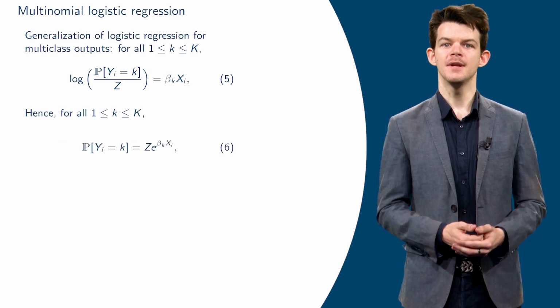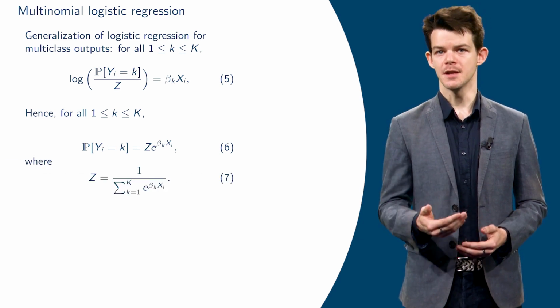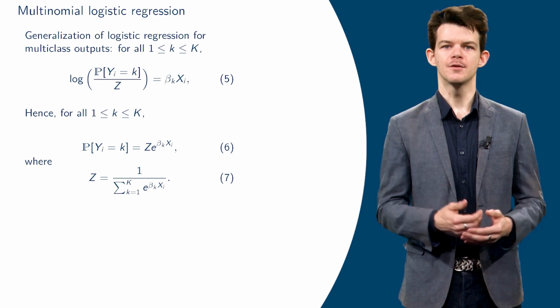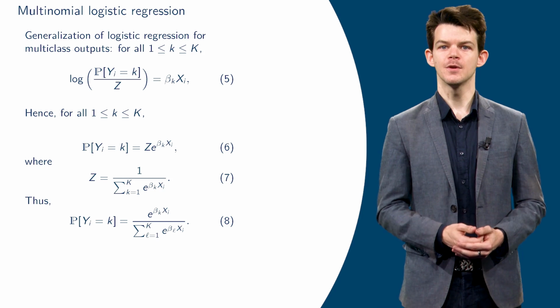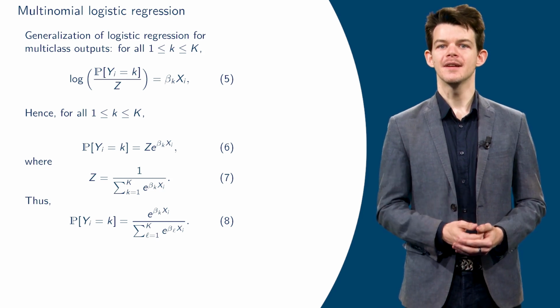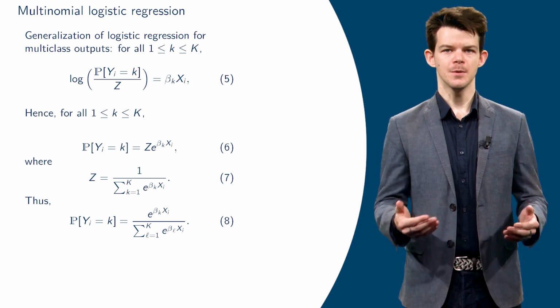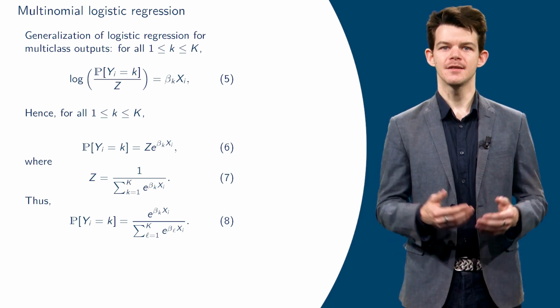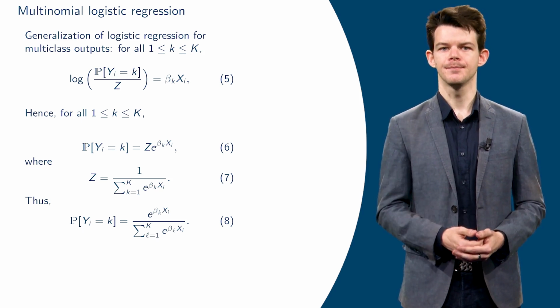Using the fact that the probabilities must sum to 1, we obtain the value of the constant z in equation 7. Replacing z by its value in equation 6 leads to equation 8, which is exactly the softmax function applied to the vector beta_j x_i for j ranging from 1 to k. Consequently, you see that the softmax function is the natural function to model probabilities in a multinomial regression model.